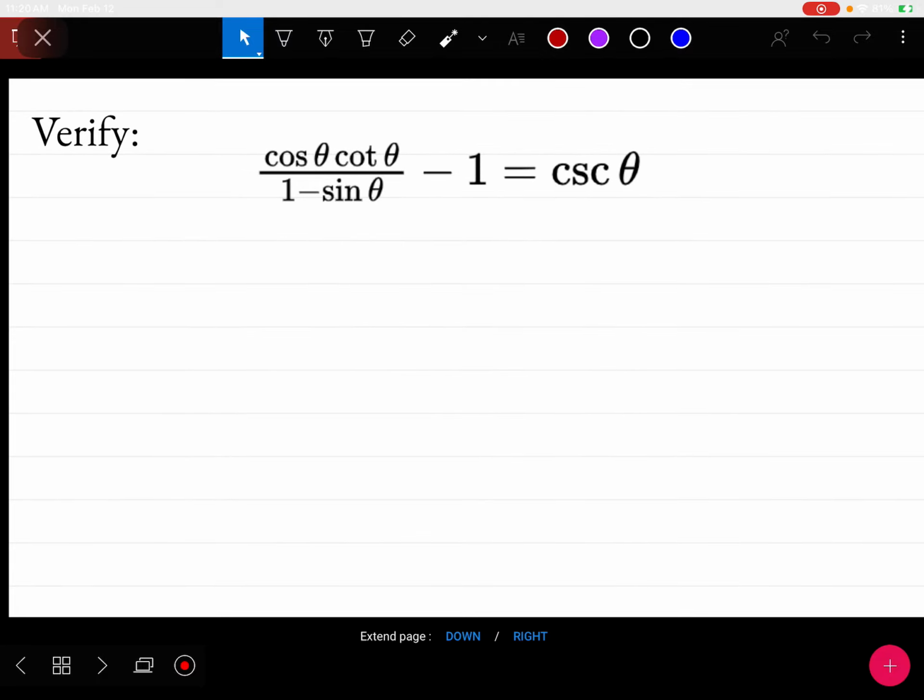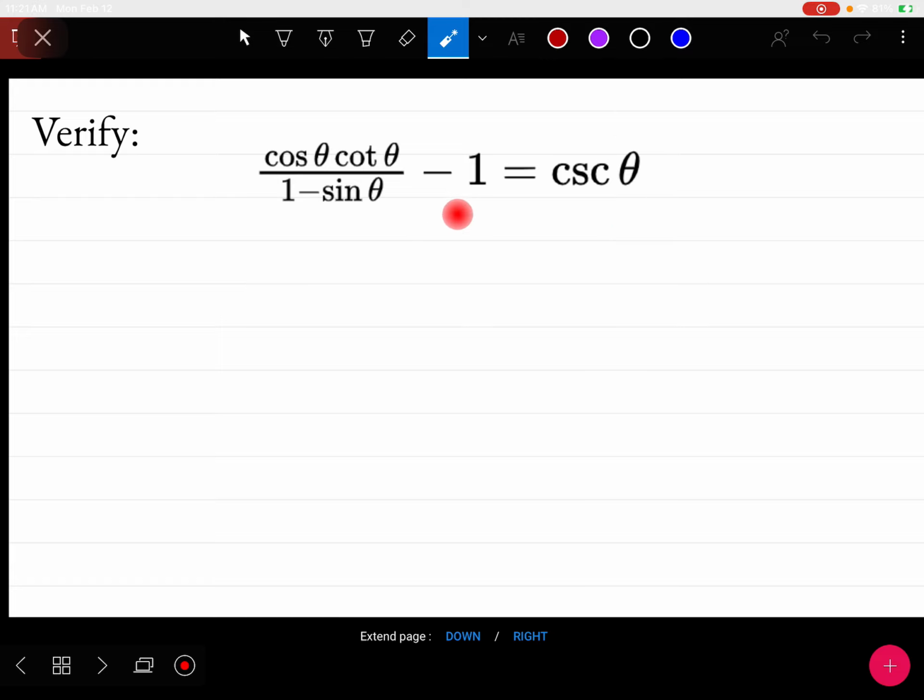All right, guys, so let's continue on with our verifying. And we've got here the cosine of theta, cotangent theta, all over 1 minus sine theta, minus 1 equals cosecant. So we're going to start with the more complicated side. So we're going to go over here and try and get this to all equal out to cosecant.